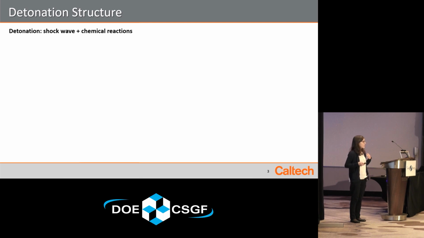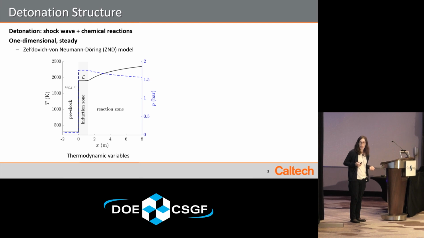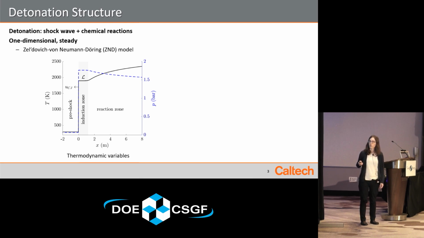At a very basic level, you have a shock wave that's followed by chemical reactions. If we look at a 1D model of this, I'll be referring to the ZND model, which is just a 1D detonation model. We have temperature on the left axis, pressure on the right axis. First, you have a shock, followed by a region called the induction zone, where temperature and pressure are constant.